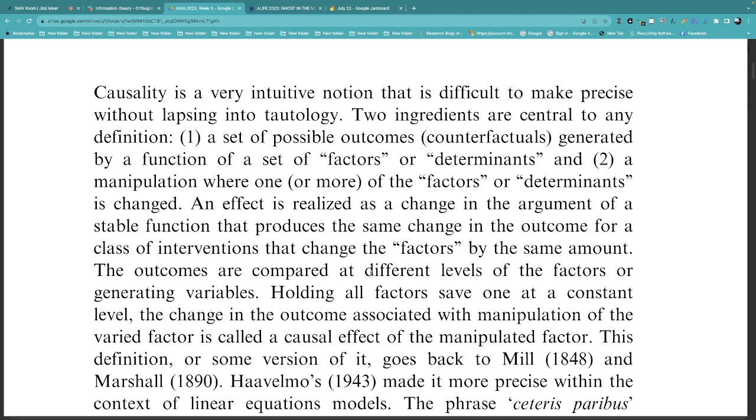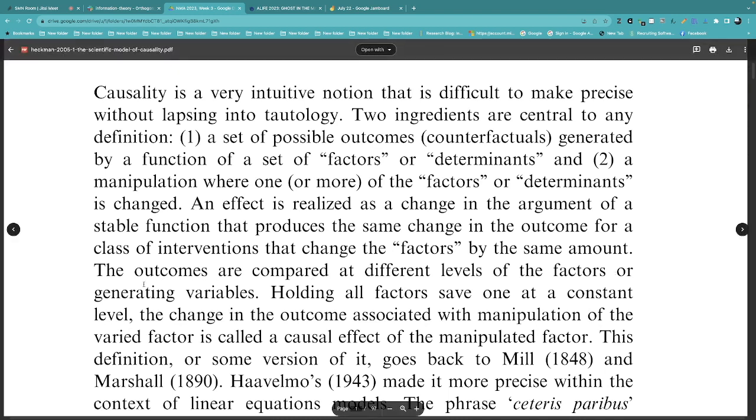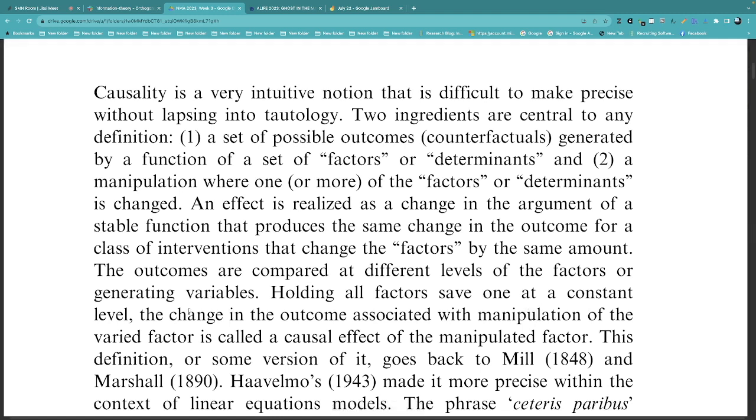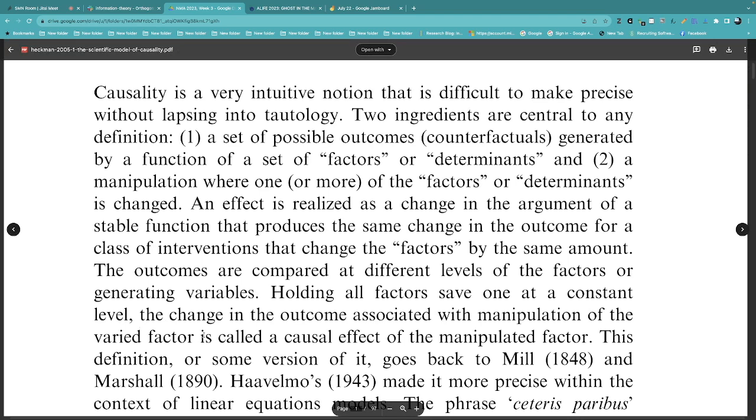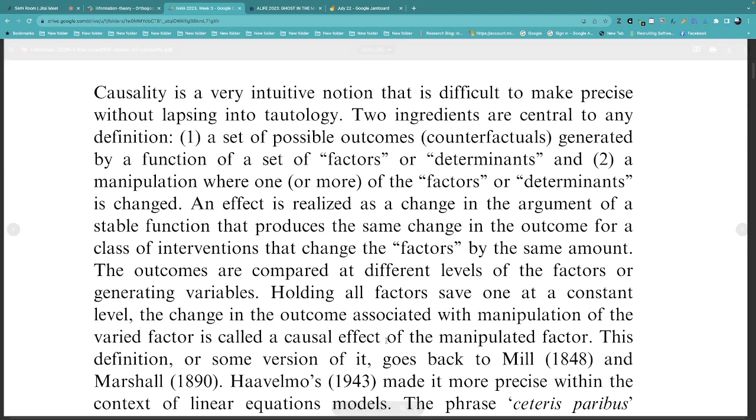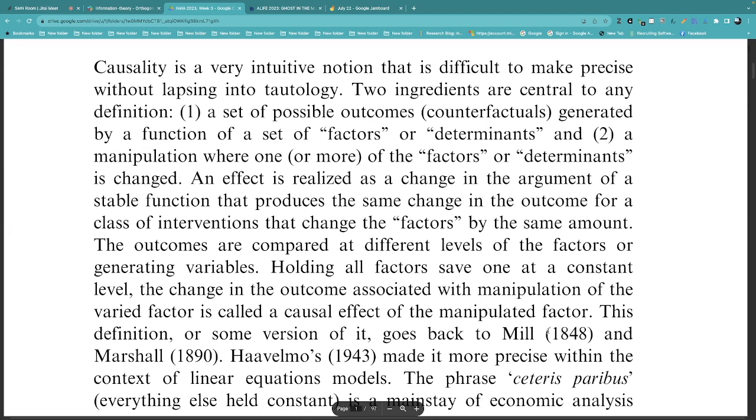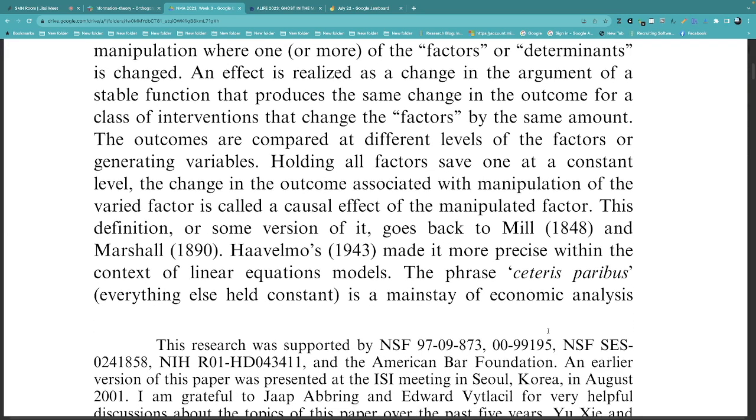The outcomes are compared to different levels of factors or generating variables. Holding all factors save one at a constant level, the change in the outcome associated with manipulation of the varied factor is called a causal effect of the manipulated factor. So this goes back in time. This goes back to Mill and some other people. This has been around for like 150 years.